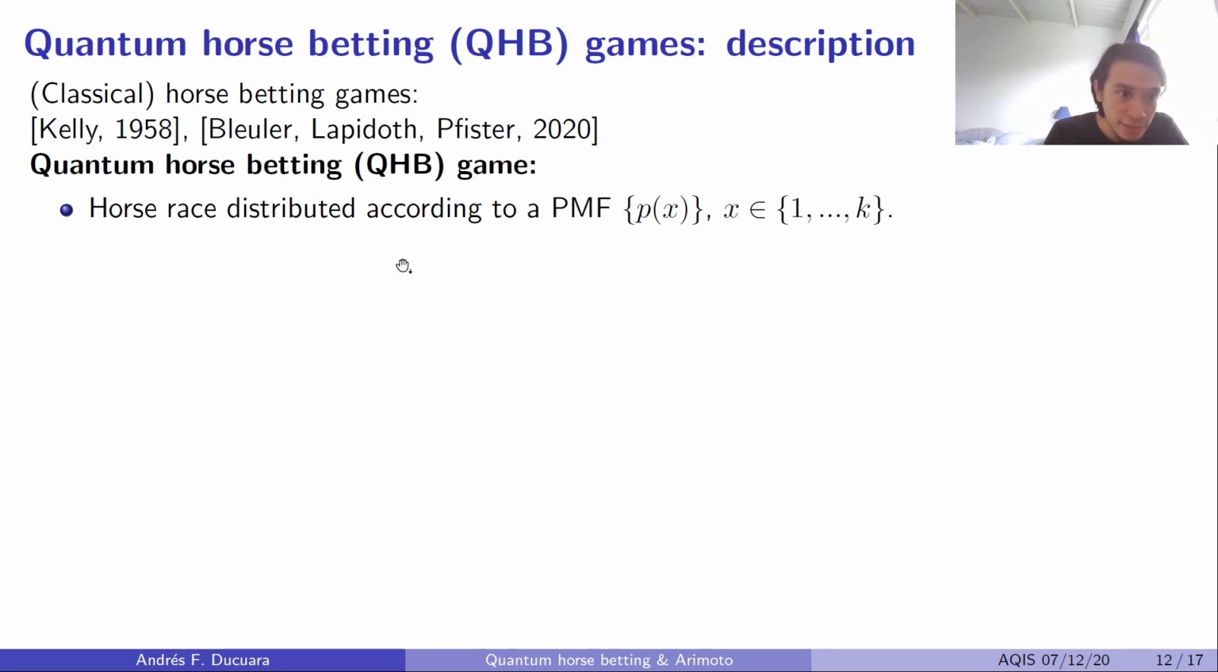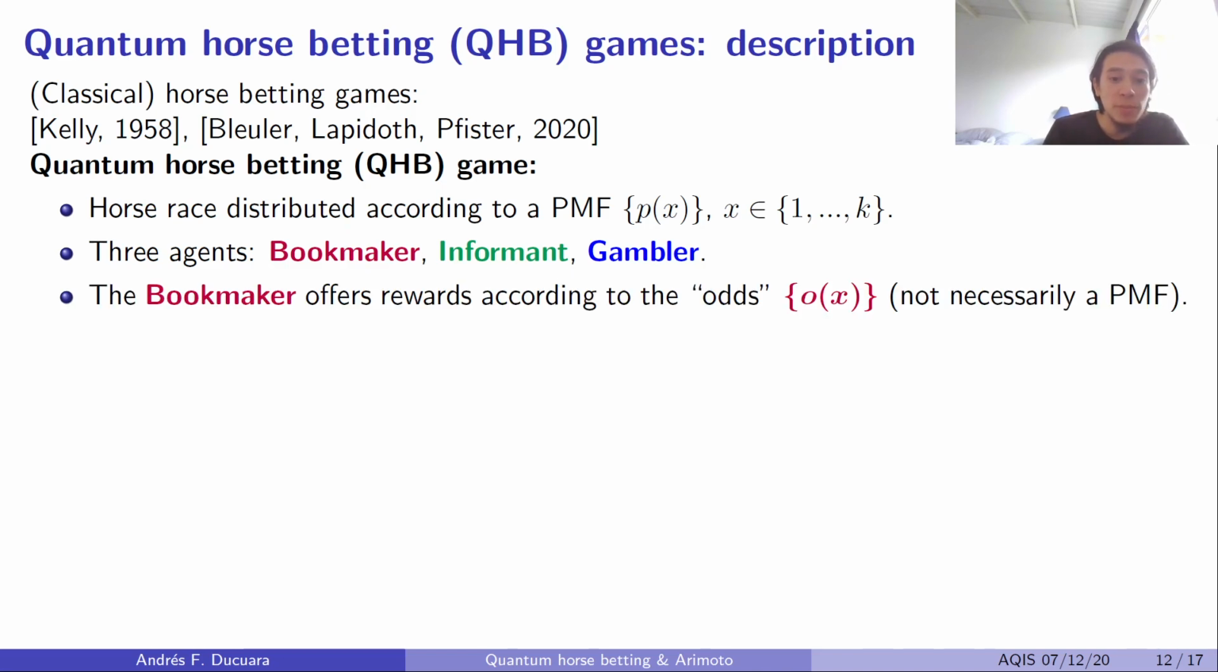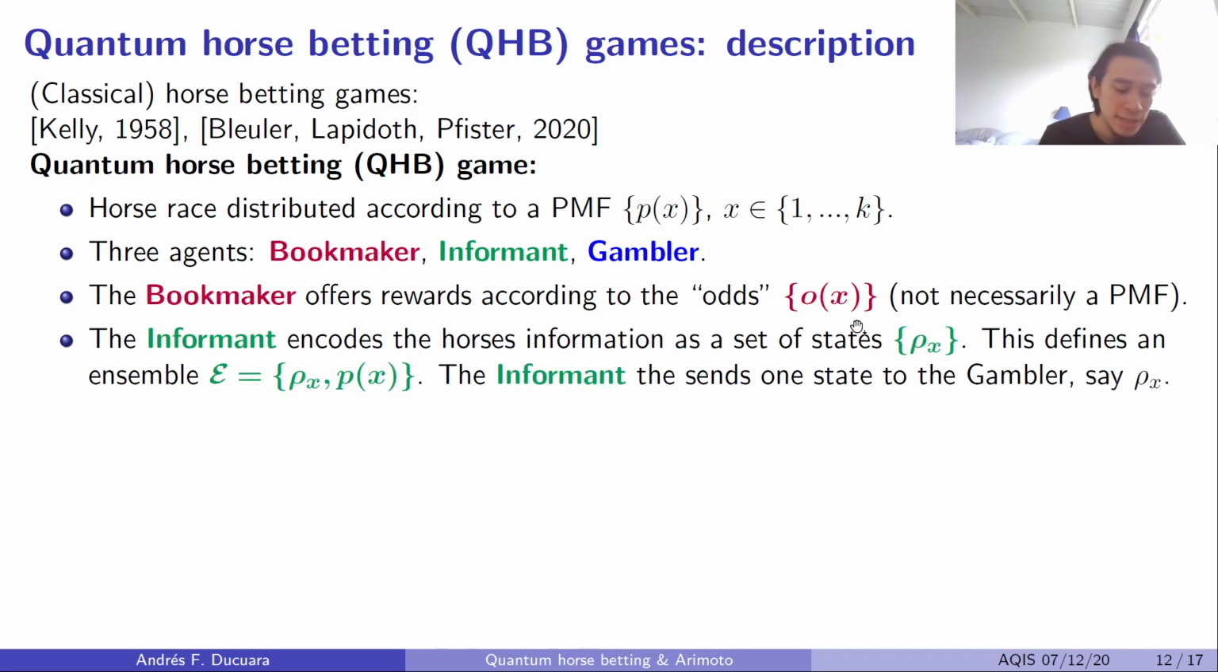So now consider a horse race distributed according to a probability distribution P. We have K horses here. This game involves three agents: a bookmaker, an informant, and a gambler. In a first instance, the bookmaker is going to be offering some rewards in terms of this function O(x), which is not necessarily a probability mass function or a distribution. Then the informant, whose goal is to help the gambler, is going to encode the information of the winning horse as a set of states. Together with the previous probability distribution P, this defines an ensemble, and at some point the informant is going to send one of these states to the gambler, say rho_x.